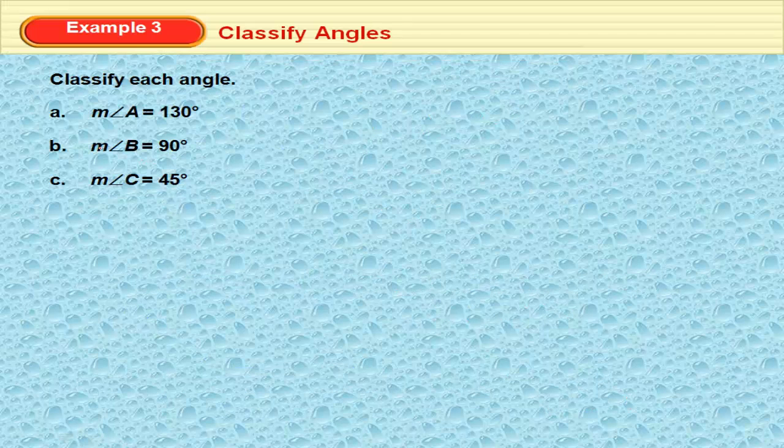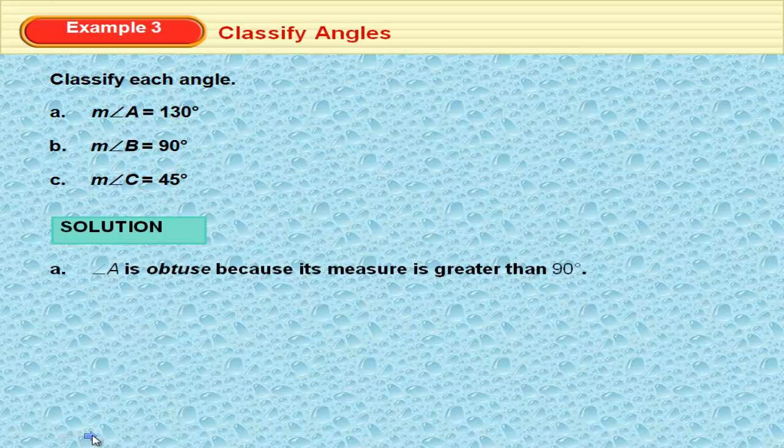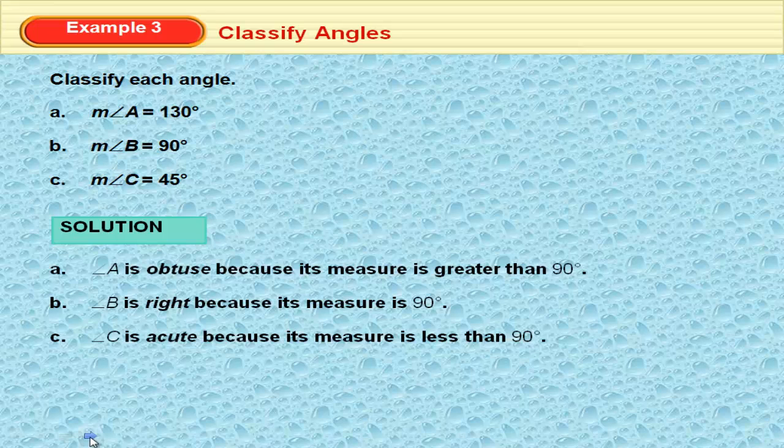So classify each one of these angles. If the measure of angle A is 130, can you tell me if this is an acute angle, an obtuse angle, a right angle, or a straight angle? What do you think? It is obtuse because it is greater than 90 degrees. How about letter B? If the angle is equal to 90 degrees, that one is easy. You should know that that is a right angle. Very good. Now letter C, the measure of angle C is 45. What does that mean? Is it acute, obtuse, right, or straight? Well, it's less than 90, so it is called an acute angle.